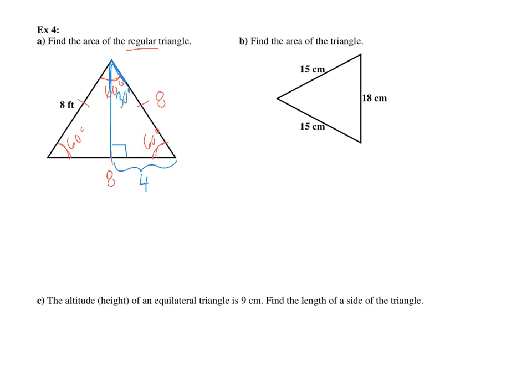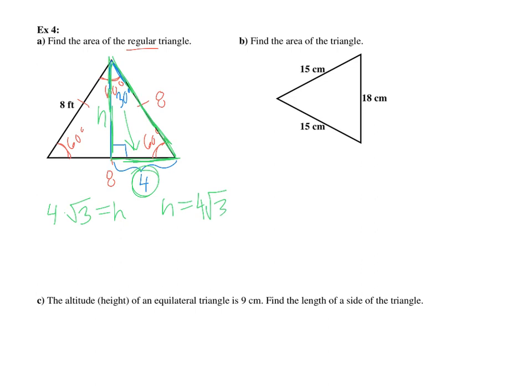Now let me use a different color to make this stand out. I'm working with this triangle here, this green triangle. And I need to figure out the height of the triangle. So this is my short leg because it's across from the 30-degree angle. So I take the short leg, I multiply it by the square root of 3, and that gives me the long leg. The long leg is the height in this case. So my height is 4 square root of 3.